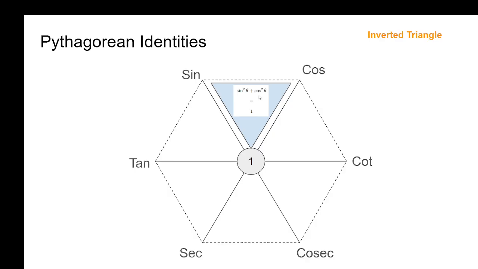Let's add these two by squaring them. Sine square theta plus cos square theta, you will get the value that is there in the third vertex, which is 1. Similarly, tan square theta plus 1 is equal to secant square theta, and the third one is 1 plus cot square theta is equal to cosecant square theta. This is how you formulate the Pythagorean identities using the magic hexagon.